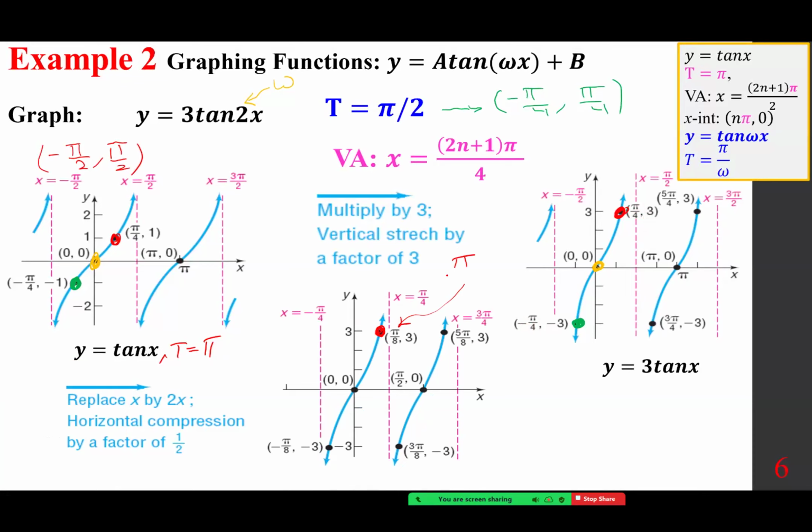This is what? Pi over 4 divided by 2. And this one is what? Minus pi over 4 divided by 2. And the rest of them. Again, you pay attention to a complete cycle. And so y equals 3 tan 2x. That's what you have here.